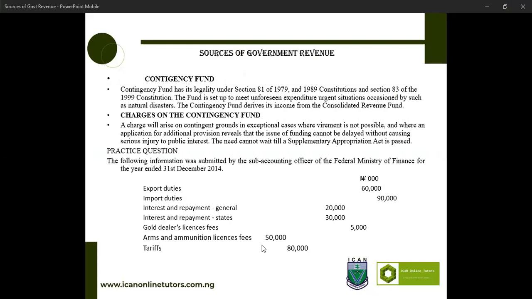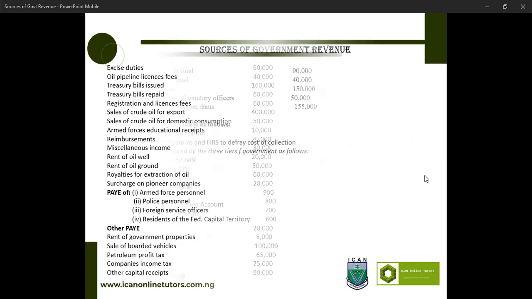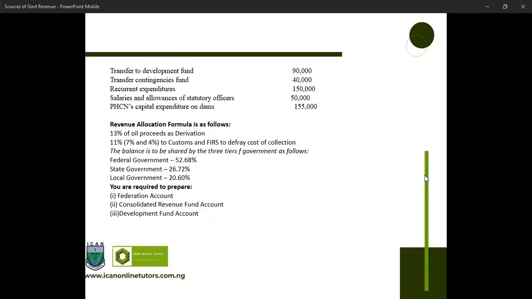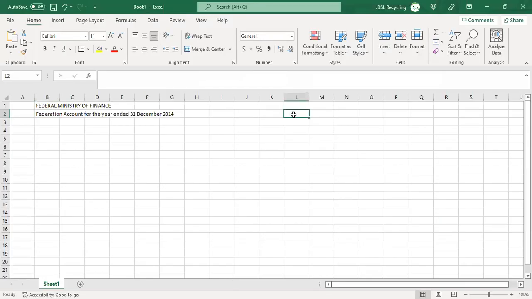Okay. Now we pick the information. Three accounts we're required to prepare. Can we just solve them simultaneously so that we'll just be picking the one that is going to Federation, Consolidated, and Development Fund accounts? Let us prepare simultaneously. Sir, please, we will be preparing contingency accounts because I can see transfer to contingencies fund there.